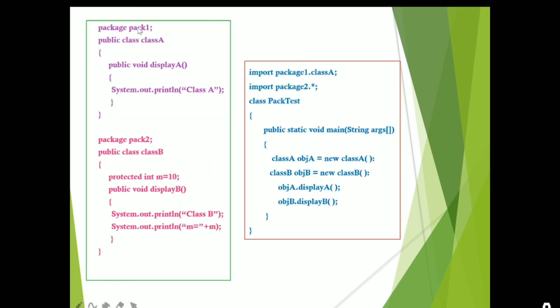And this is the example. Here I am creating the package pack1, which has one class A, and it has the method display, which displays some statement. And here I am creating package pack2. This is the pack1 package, this is pack2, and pack2 has the class B, which has one protected member and one method displayB, which displays some variables.